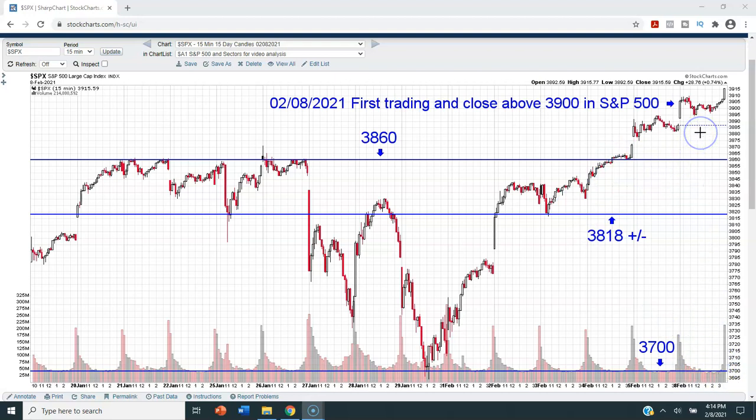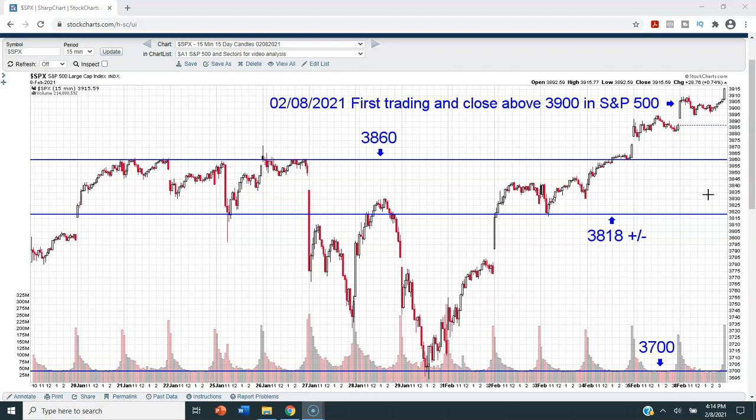So if you are a shorter term trader, want to put some stops in or whatever, those would be the areas you might want to think about. Again, 3860 and 3700 being the chief support areas below where we are currently trading. But around that 3818 plus or minus level, there is some additional support.